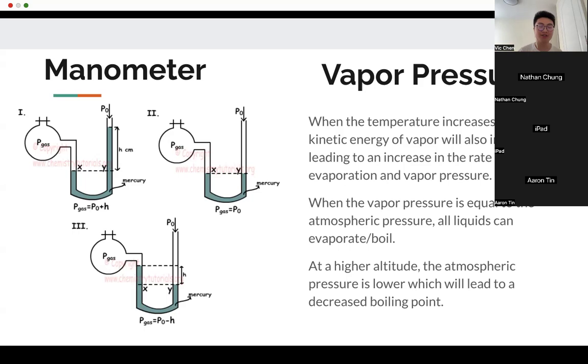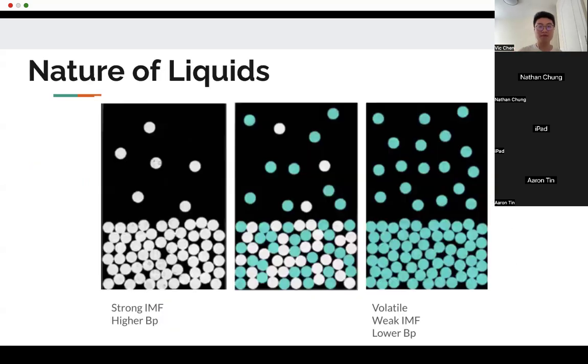Now, at a higher altitude, let's say you were mountain climbing or hiking, the atmospheric pressure is lower as you reach an increased altitude. And because of that, it doesn't take as much vapor pressure for a liquid to start boiling. And that means that there's a decreased boiling point. What decreased boiling point means is just the temperature at which a liquid will boil. And that boiling point will be decreased at a high altitude because the atmospheric pressure is so much lower.